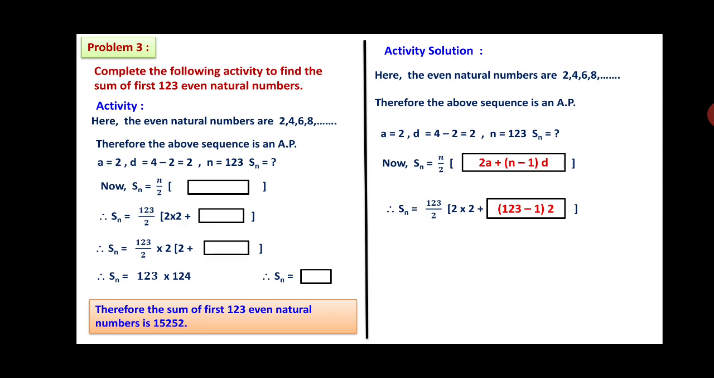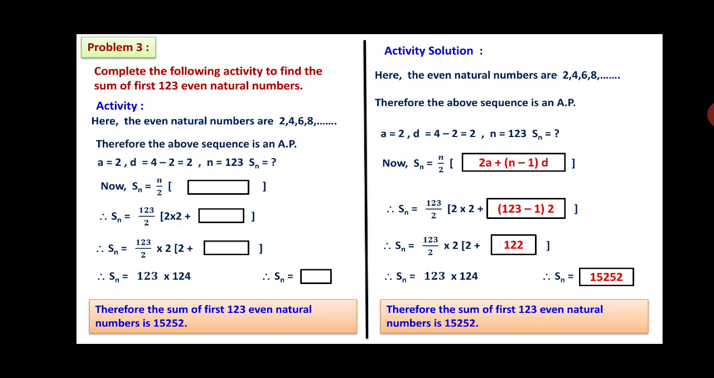The values in the boxes are shown in red color. Therefore, Sn is equal to 123 upon 2, 2 is common out, into bracket 2 plus 122. Therefore, Sn is 123 into 124. Therefore, we can write Sn is equal to 15,252. Therefore, the sum of the first 123 even natural numbers is 15,252.